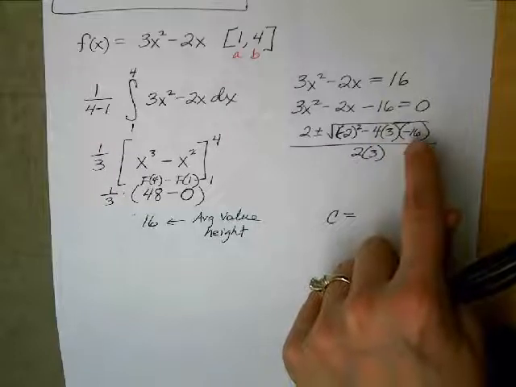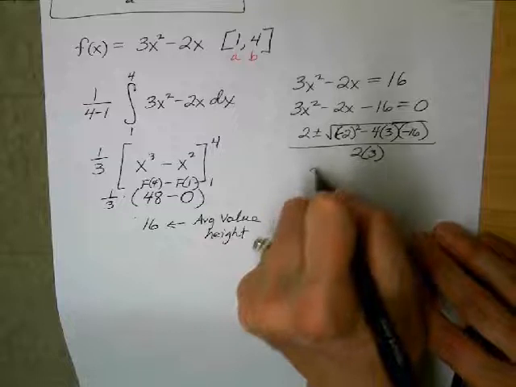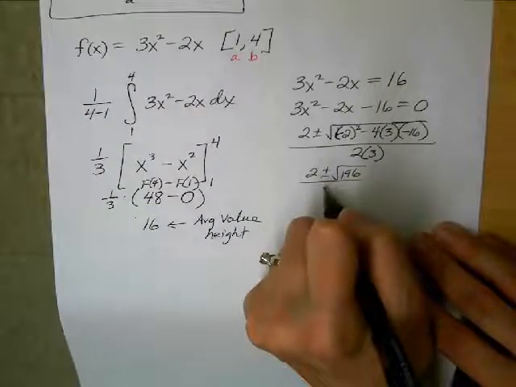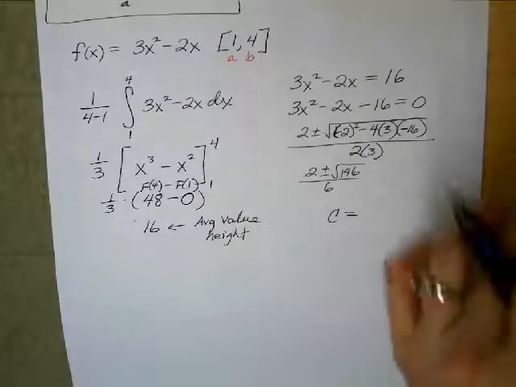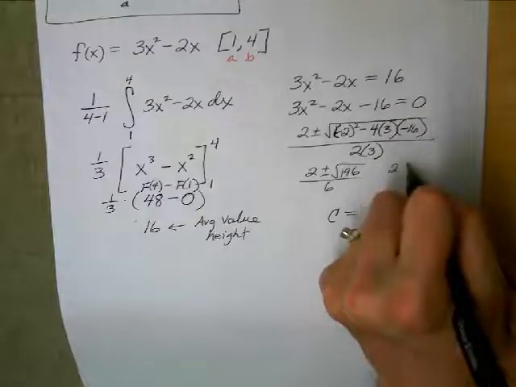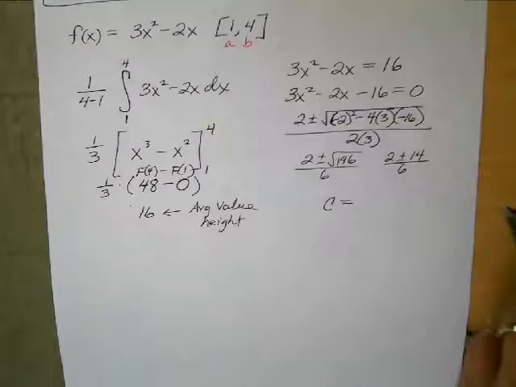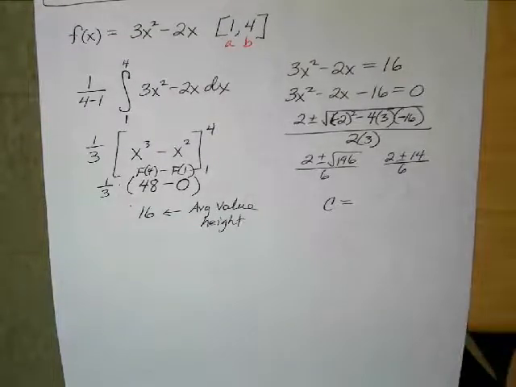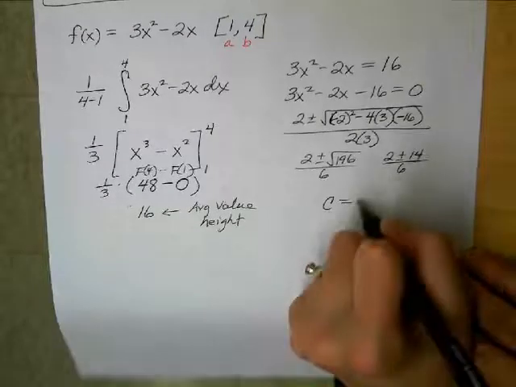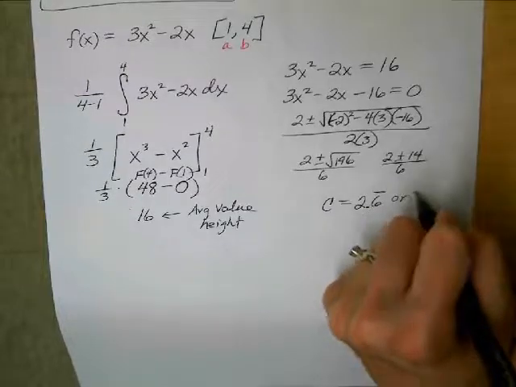Do all the math. So I got 2 plus or minus square root of 196 all over 6. Square root of 196 is 14. So 2 plus or minus 14 over 6. So you could figure it out. If I add 2 plus 14, I get 16. 16 divided by 6 is 8 thirds, 2.6 repeating, or 8 thirds. That'd be the point on the x-axis where you have that rectangle of the height 16.